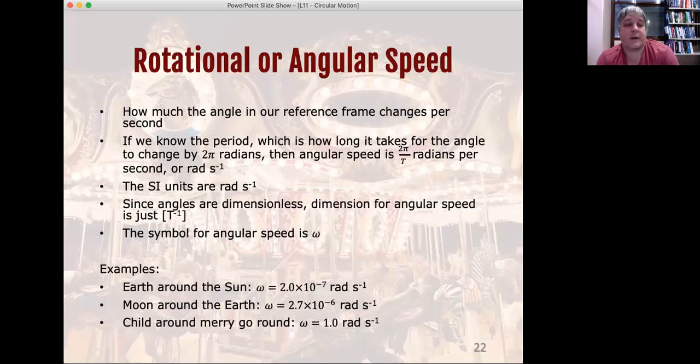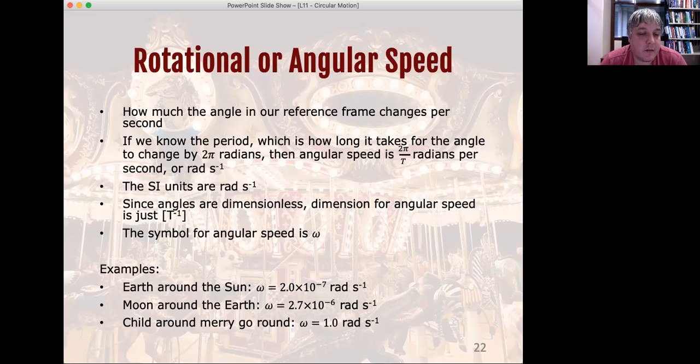The examples: we already met the Earth around the Sun. Oh, actually, I should mention that second bullet point there, the formula for the angular speed. Remember that the period we said was the time taken to do one full rotation. And we said that one full rotation is 2 pi radians. A full circle, 360 degrees, is defined as 2 pi radians. So if it takes T seconds, the period, to do that full rotation, then the angular speed is going to be 2 pi over the period, 2 pi over T. So that's a pretty straightforward calculation.